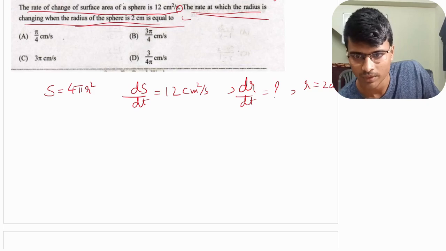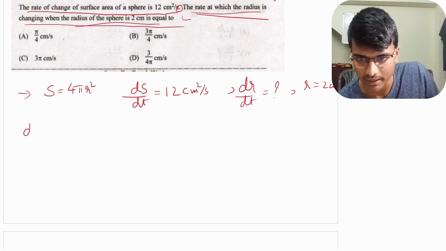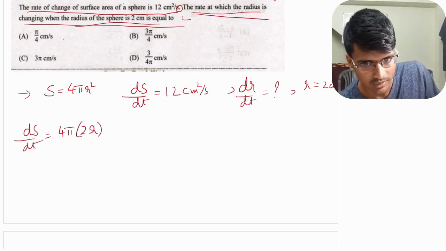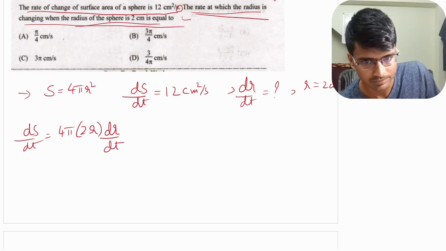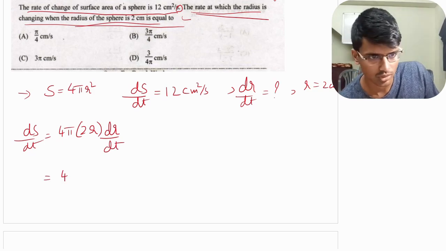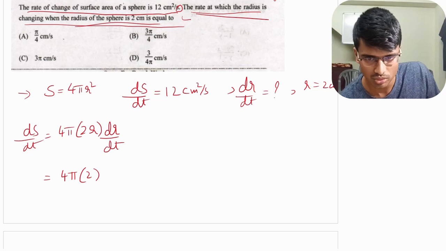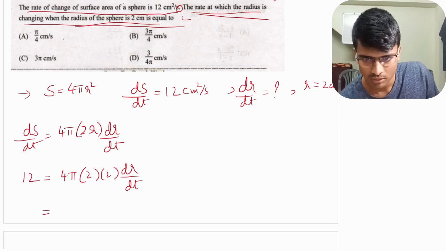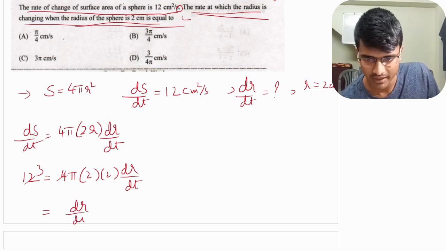Okay, now first we'll differentiate this with respect to time. ds by dt equals 4 pi, the constant will come out, differentiation of r square is 2r dr by dt. So now the radius is given to us, it is 2. dr by dt is something that we need to find out. ds by dt is 12. Okay, 4 4s are 16, so 4 1s are 4, 3s are, okay, 3 by 4 pi. So dr by dt is 3 by 4 pi, right?